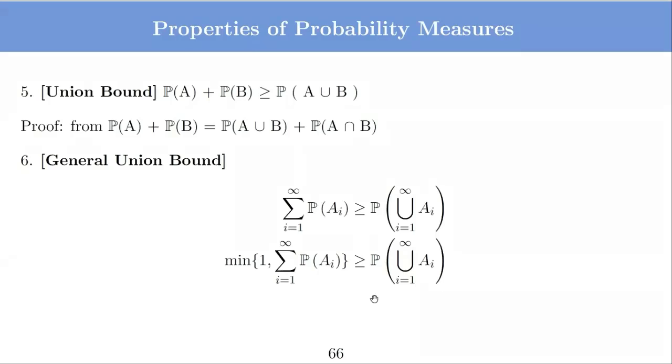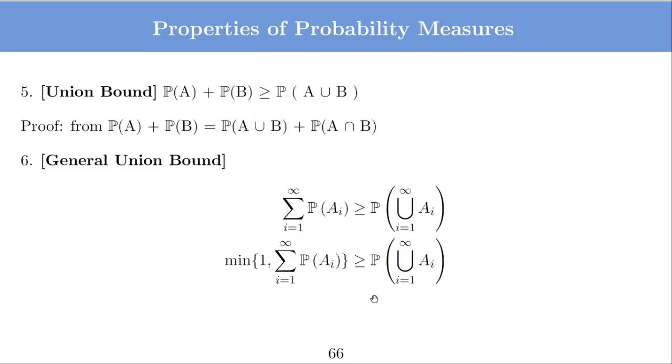In this case, sometimes we add one more condition, that if the summation is greater than 1, then we just replace it by 1. So we take the minimum of these two, and it should be greater than the probability of the union of A. Okay, so this kind of bound is used to put a bound on the union of some sets.